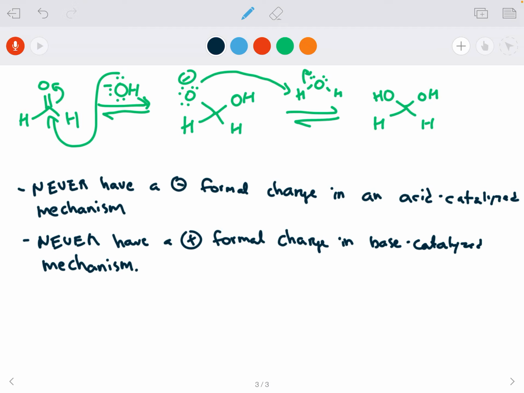So when you're making mechanisms, not just for hydrate formation, but as we move forward with reactions of ketones and aldehydes, and in general in any organic reaction, if you're in basic conditions, you should not have any positive formal charges in your mechanism. If you do, you have to look back at your mechanism and see where you went wrong with it. Same thing with acidic conditions. If you find a negative formal charge, you made a mistake somewhere in your mechanism, so you want to go back and look for where you made that mistake.